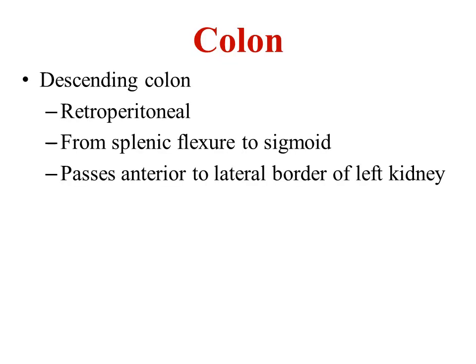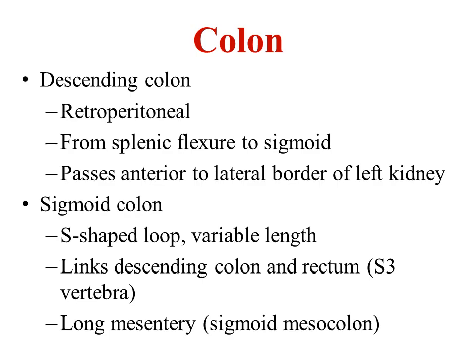The descending colon is also retroperitoneal. It starts from the splenic flexure to the sigmoid colon and passes anterior to the lateral border of the left kidney. The sigmoid colon, from its name, is S-shaped, variable in length, and links the descending colon and rectum. At the end, the rectum starts at the S3 vertebra, with a long mesentery called the sigmoid mesocolon.